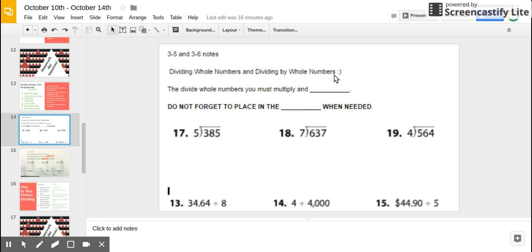So dividing whole numbers and dividing by whole numbers. Dividing whole numbers, you should already know how to do: 17, 18, and 19. Dividing by whole numbers when there's a decimal involved is what you might not know how to do yet. But go ahead.